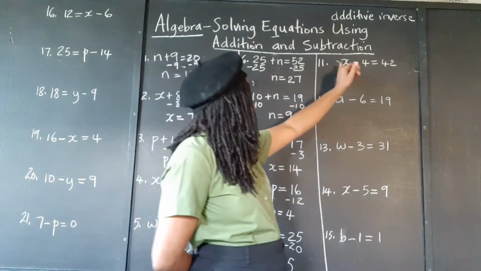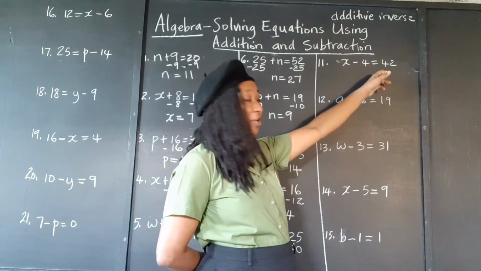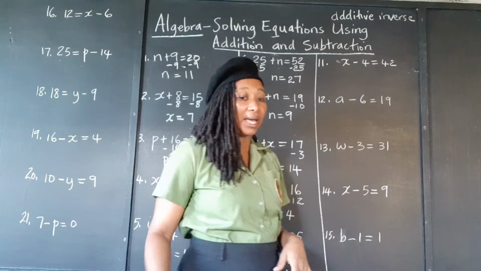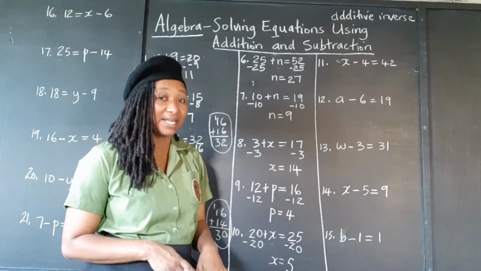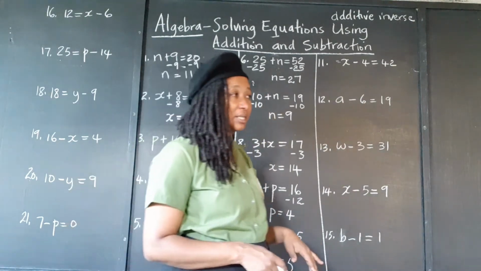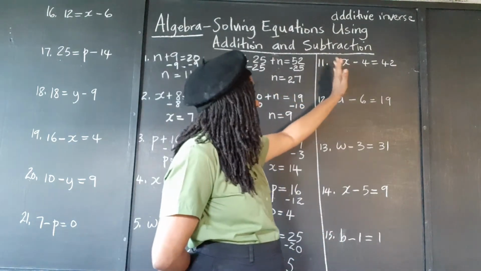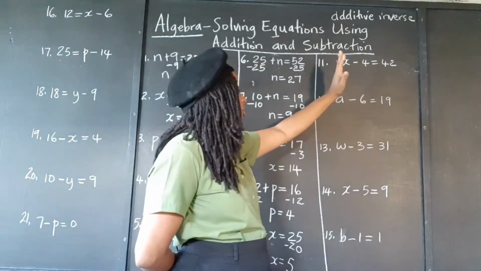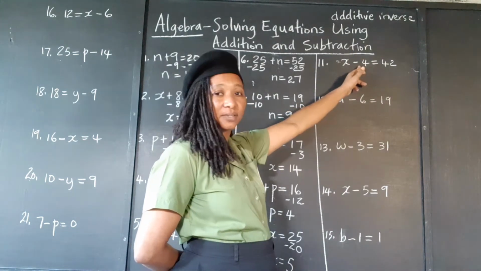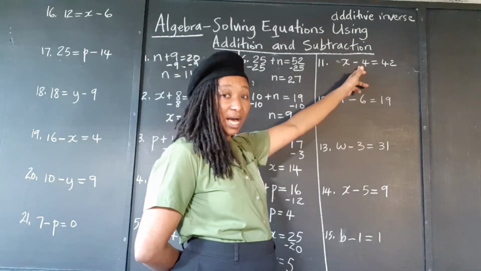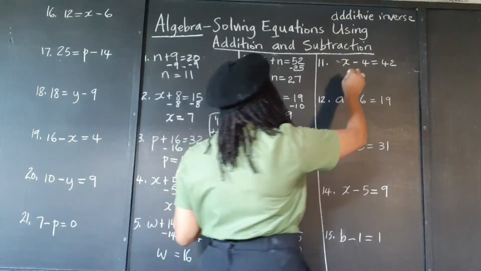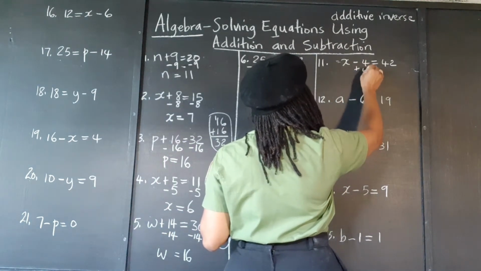Which number, when you take 4 from it, you get 42? Again, we want the variable by itself, preferably to the left. It can be on the right if we can't find any other way, but we prefer the variable to be on the left. So we're going to do the inverse of subtraction, which is to add. We're going to add 4 to both sides.